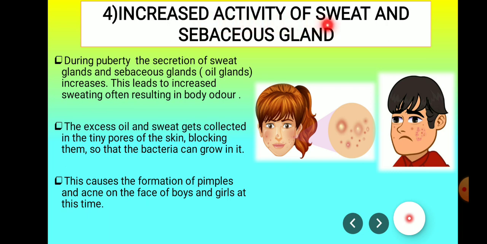Increased activity of sweat and sebaceous glands. During puberty, the secretion of sweat glands and sebaceous glands, that is the oil glands, increases, and this leads to increased sweating, often resulting in body odor. The excess oil and sweat gets collected in the tiny pores of the skin, blocking them so that bacteria can grow in them. And this causes the formation of pimples and acne on the face of boys and girls at this time.